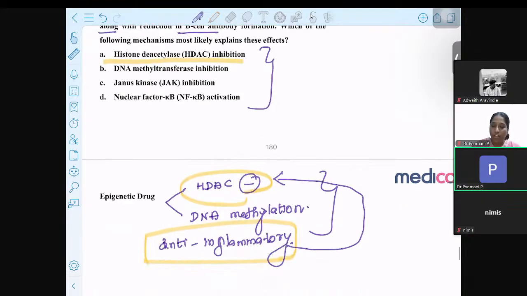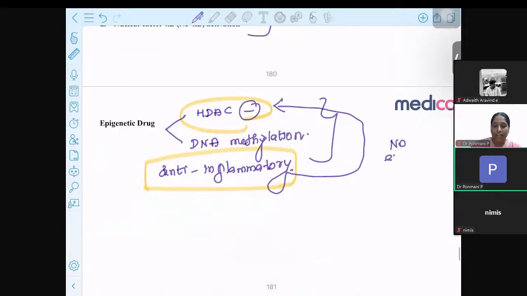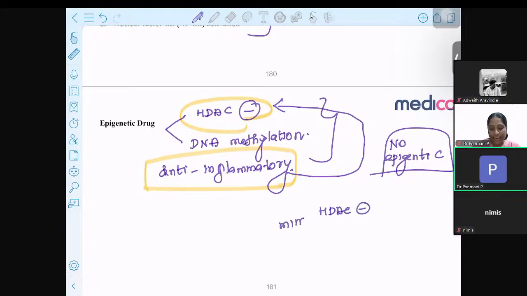And please note, there is no epigenetic drug which is approved till now for the treatment of rheumatoid arthritis. Clear? There is one drug which also inhibits HDAC, and it comes as a minor mechanism of action. Anybody can guess what drug it is? It is theophylline, which is used for asthma. That also inhibits HDAC. Okay, right.